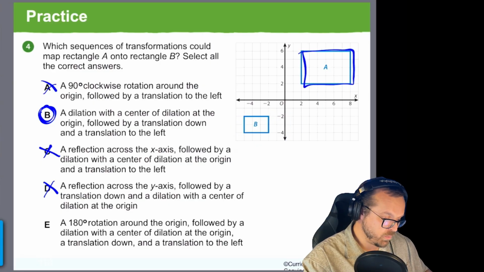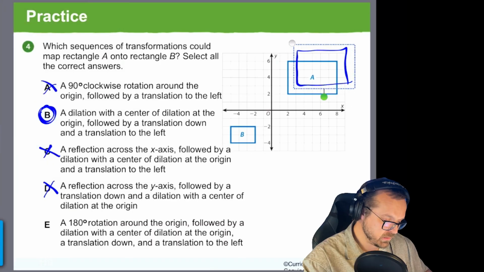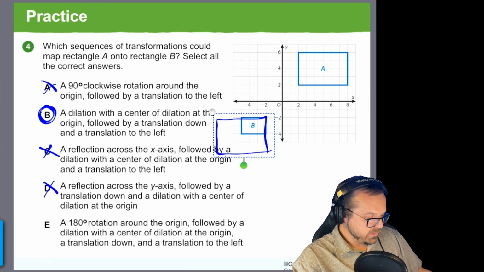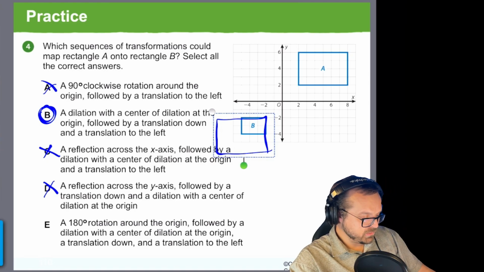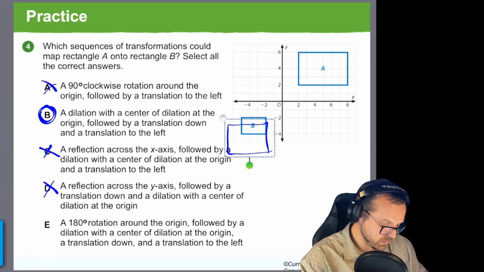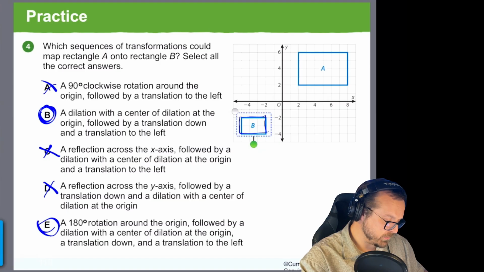All right. A 180-degree rotation around the origin would put me here. And then followed by a dilation with a center of dilation at the origin. So we're going to do the correct one here. We're going to go down to a little 3x2. Hopefully I can get this the right size. So we get it the right size, but remember that that distance also shrinks us in. And then it says translate down and to the left. That one works. Woo, that one's tricky too.